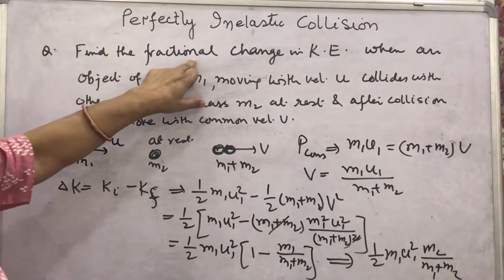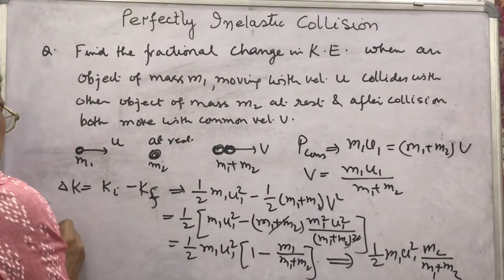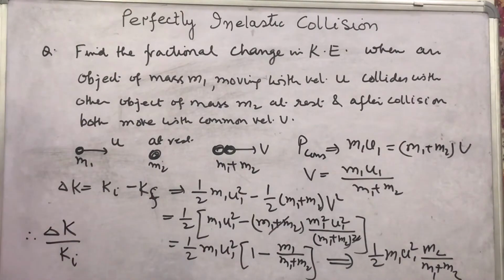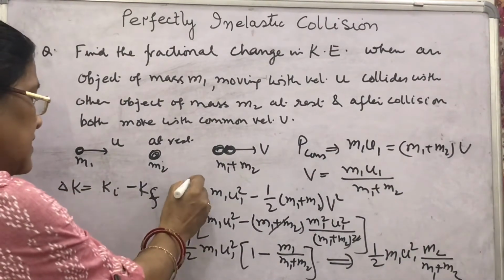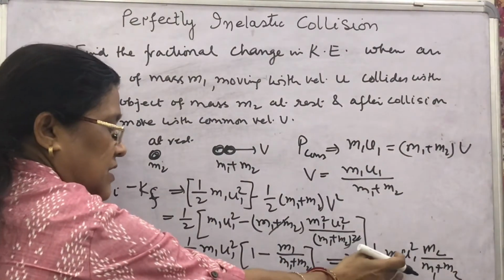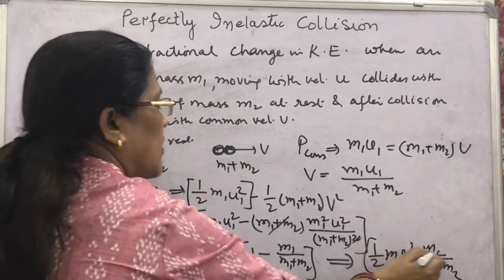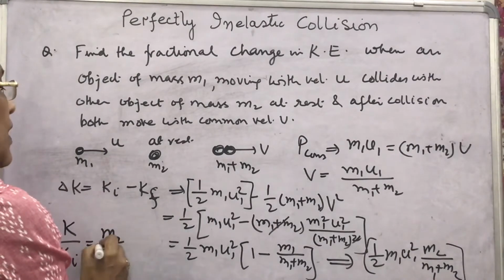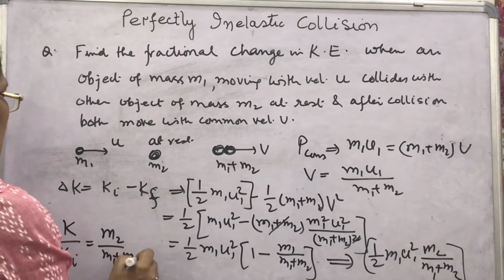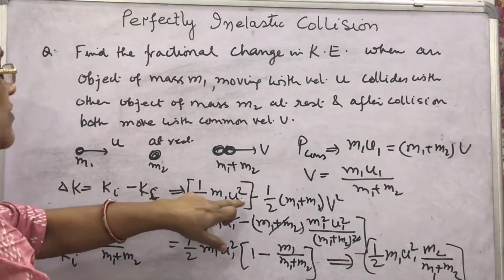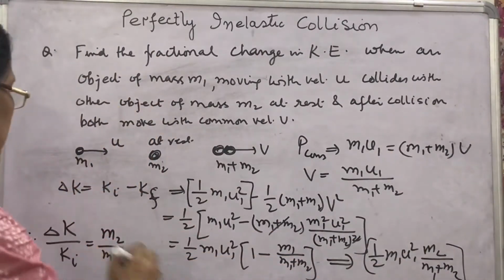Look what is asked, fractional change. Fractional change means therefore delta K upon Ki, change in kinetic energy upon initial kinetic energy. What is initial kinetic energy? Only this one, this is Ki. What is change in kinetic energy? This total. Look what is left here, this will be only m2 upon m1 plus m2. How? This half m1 u1 square upon this half m1 u1 square will be cancelled, only m2 upon m1 plus m2 is left.